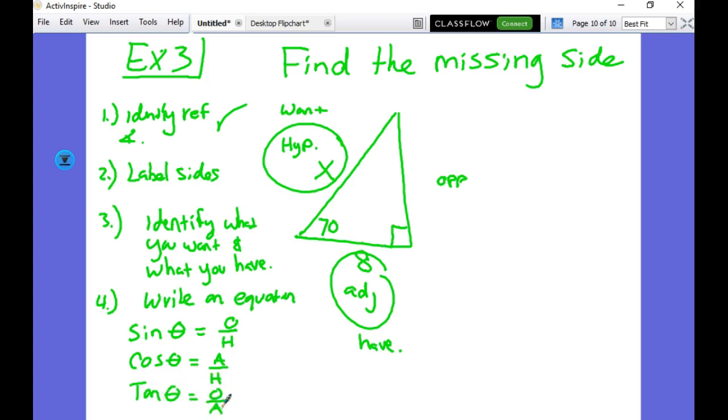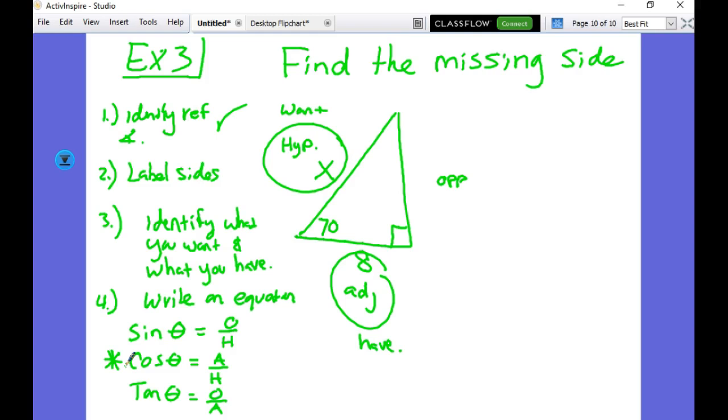Okay, now on the count of 3, which one? Cosine. Cosine, thank you. So it's cosine. That's the big question I was getting. How do you know which one it is? It's because it's the one you want and the one you have. Which trig ratio has that? So in this particular problem, I'm not going to use sine. I'm not going to use tangent. I'm going to use cosine. And I'm going to write an equation using this little setup right here.